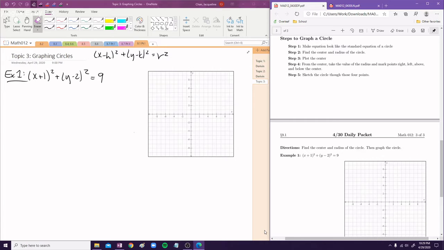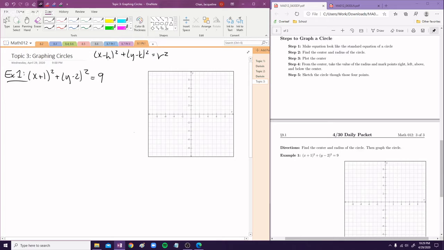For example 1, we want to find the center and radius of the circle, then graph the circle. The equation we're given is (x plus 1) quantity squared plus (y minus 2) quantity squared equals 9. We're going to follow the steps to graph a circle up here. The very first step says make the equation look like the standard equation of a circle. So we want to make it look like (x minus h) quantity squared plus (y minus k) quantity squared equals r squared. Note that the standard equation has minuses between the x and h, and the y and k.